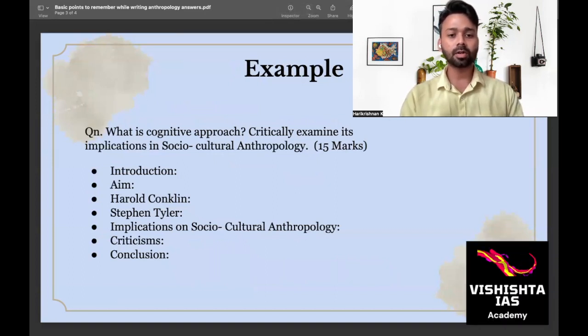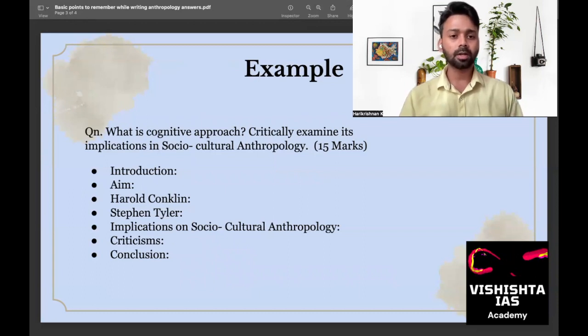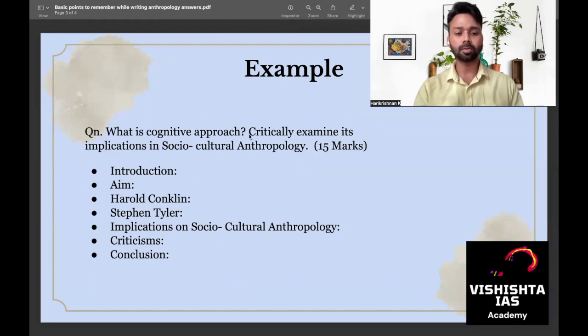What is cognitive approach? Critically examine its implications in socio-cultural anthropology. Cognitive approach and critically examine its implications is what the question is asking. It is a 15-mark question. So you have good space. 3 pages are there. You can write good content here. First thing, by reading the question itself, what I should understand is the question is asking about cognitive approach, cognitive theories, which is a topic in anthropology, chapter 6, paper 1.